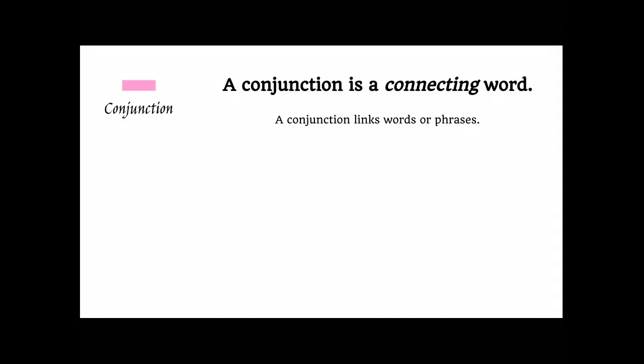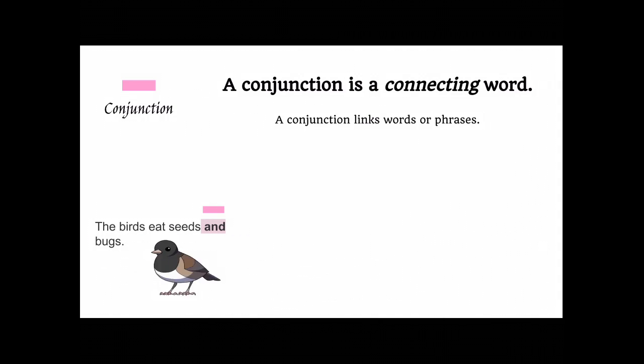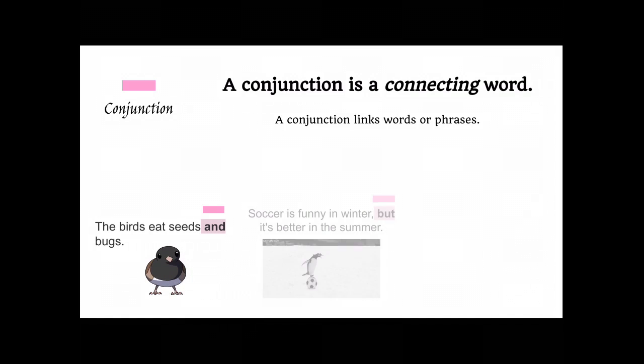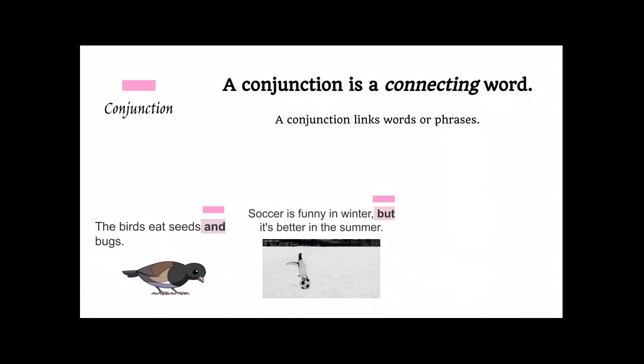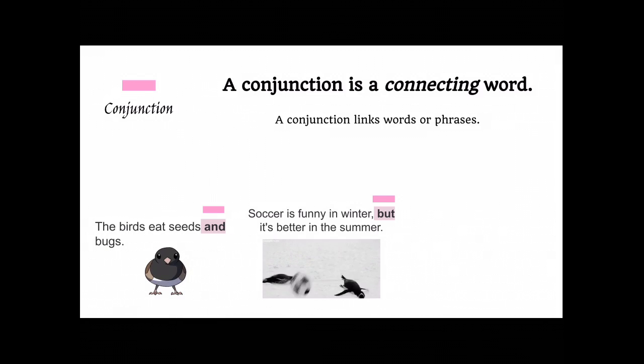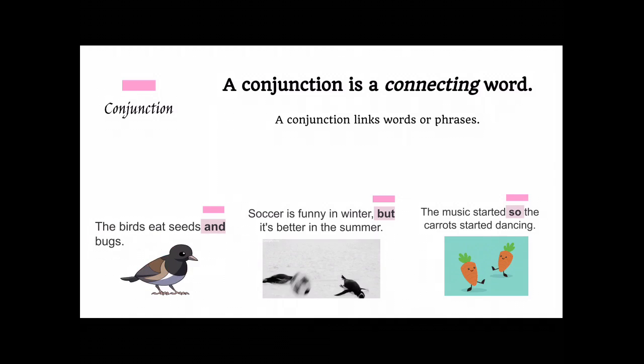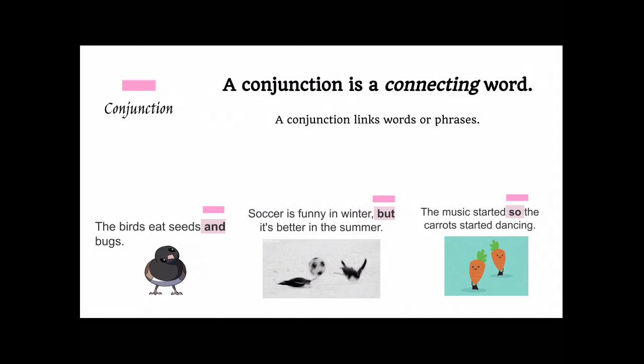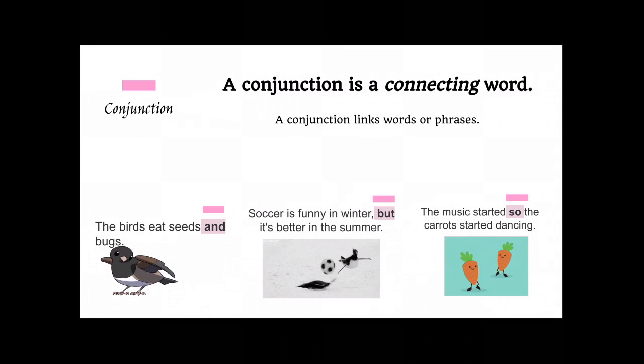A conjunction is a connecting word. It links words and phrases. For example, the bird eats seeds and bugs. It connects the bugs to the rest of the sentence. Or soccer is funny in winter, but it's better in the summer. It connects it's better in the summer with soccer's funny in winter. It's a connecting word. Or the music started, so the carrots started dancing. Those are conjunctions. Conjunctions connect parts of a sentence.